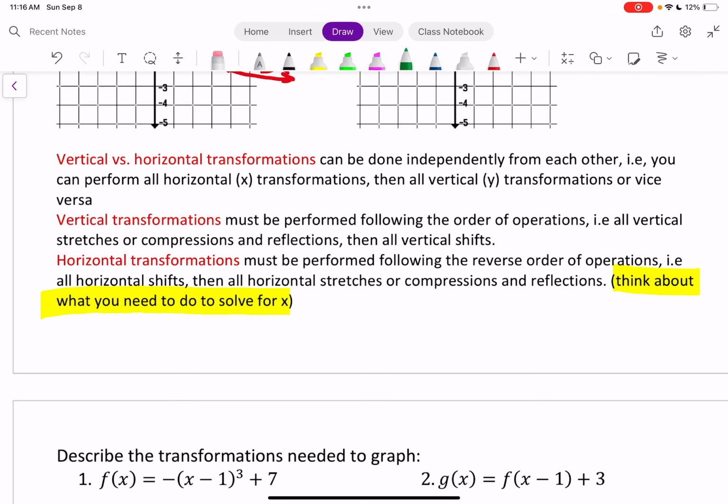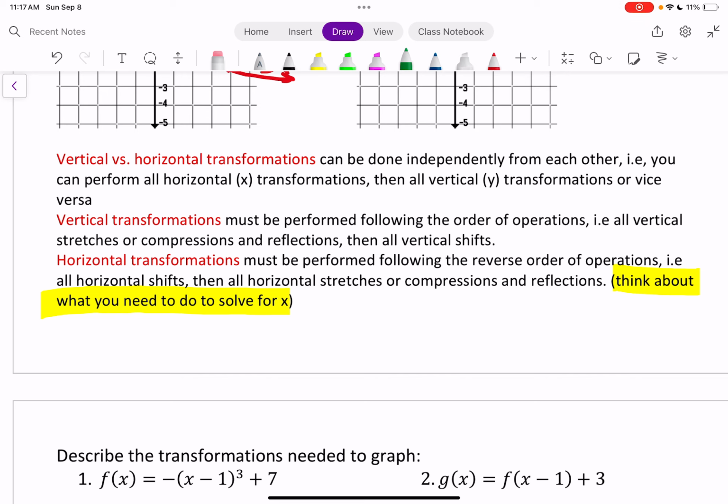Putting it all together, vertical versus horizontal transformations. What if you're dealing with multiple transformations? How do you perform them? Well, vertical versus horizontal transformations can be done independently of each other. So you can take care of all vertical transformations, then all horizontal transformations, one of each, and it gets confusing. I personally like to start with all the things that happen to x. So I always like to start with all the x transformations and then take care of all the y transformations.